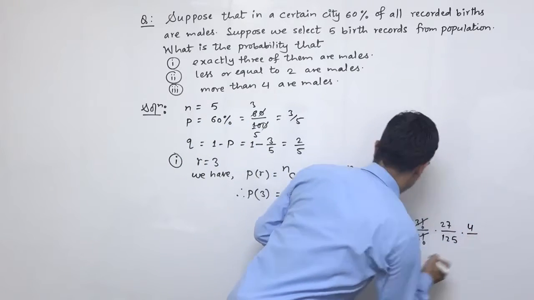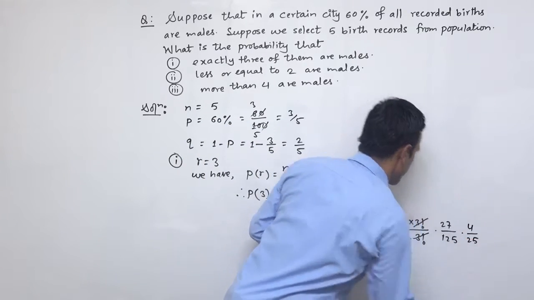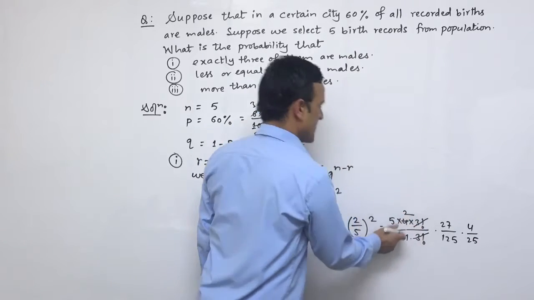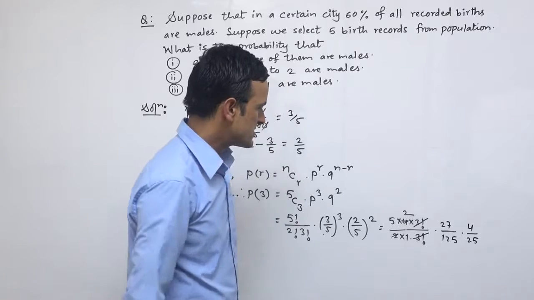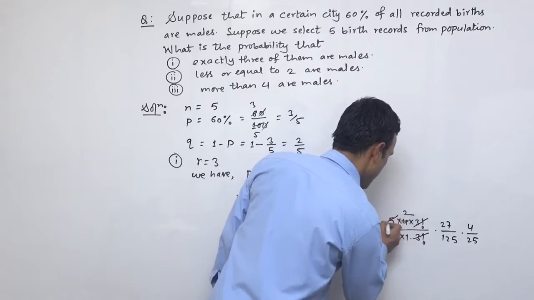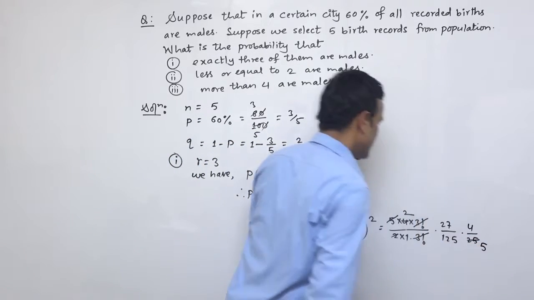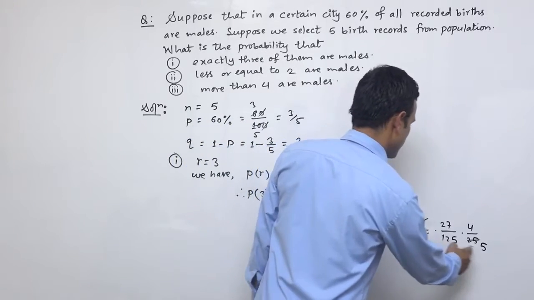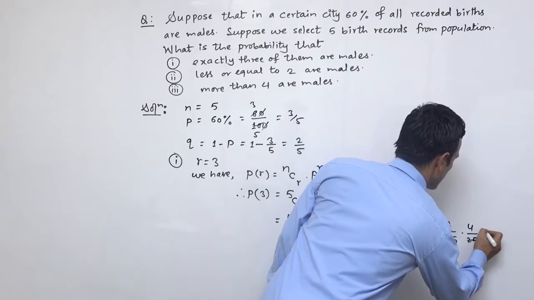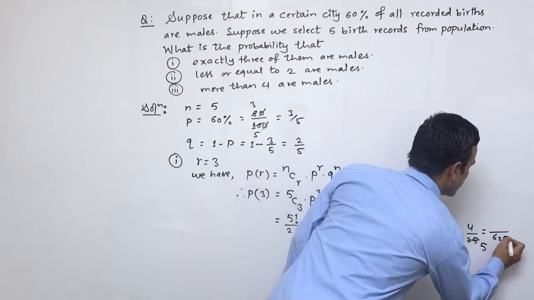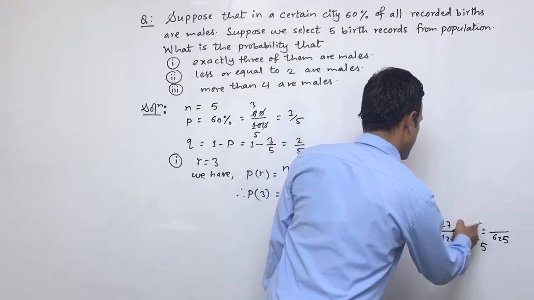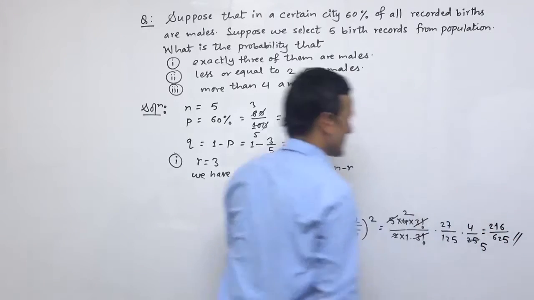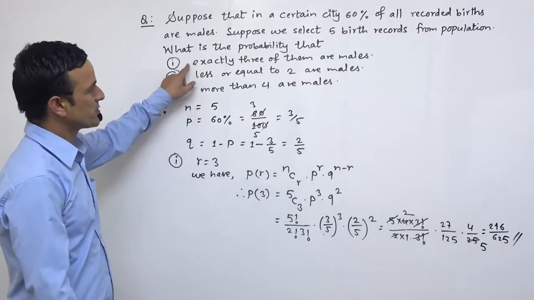2 square means 4, 5 square means 25, and 2 2s are 4. Again we can cancel 2 and 4, and if you cancel this one, 5 5s are 25. Then overall we get the term is 125 into 5, which is 625, and 2 into 4 is 8, 8 27s are 216. So this is the answer of question number 1.